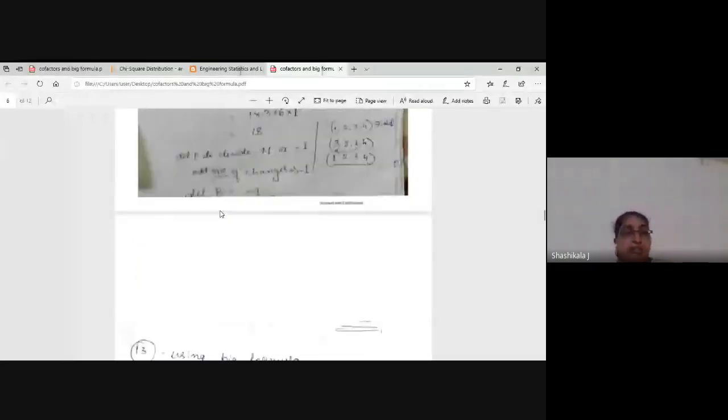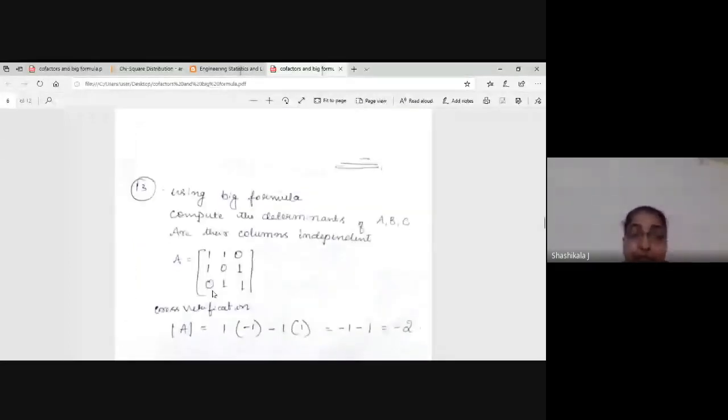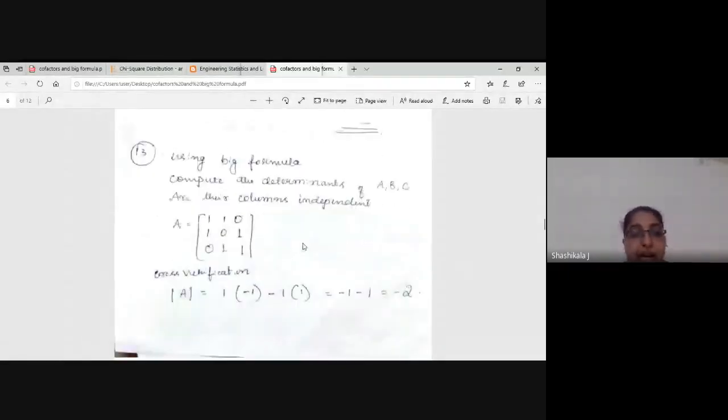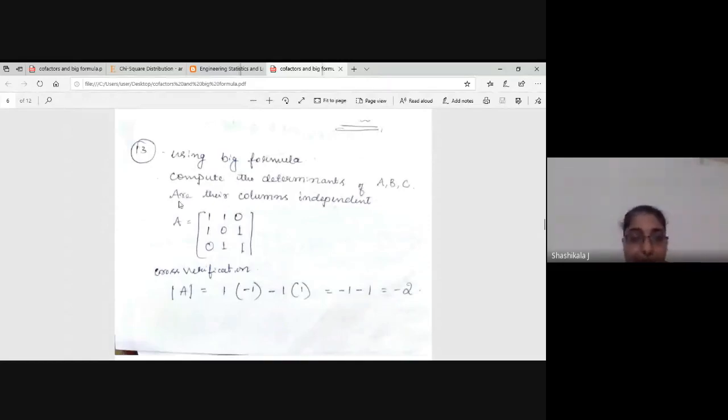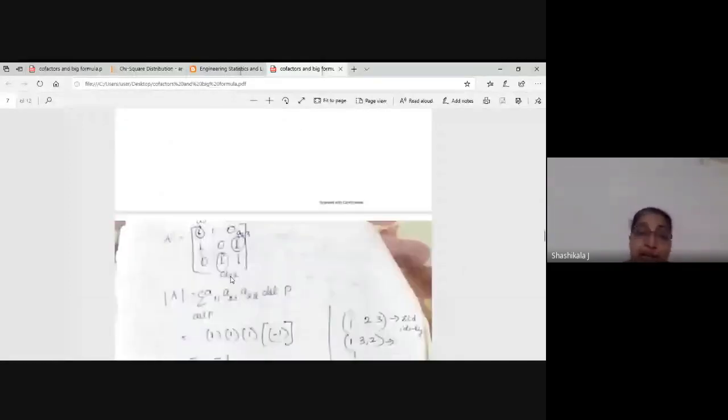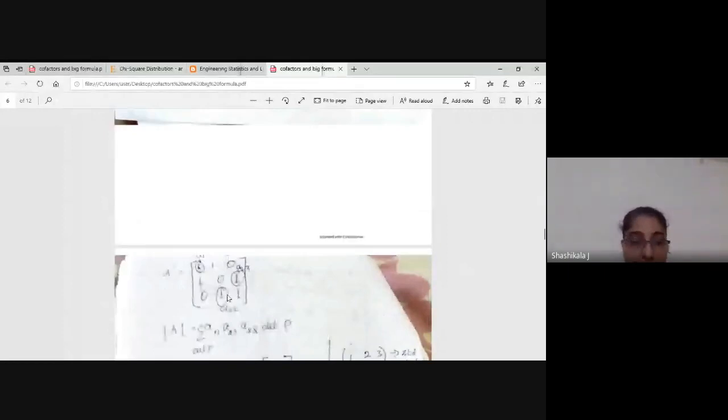Okay, next. Using the big formula, compute the determinant of this one, and tell whether their columns are independent. Okay, next. Cross verification: I am doing by your normal method. I am finding out the determinant. It is -2. Anyhow, you are getting that. Now, by using this permutation, whether I will get the same thing. Next, can you tell me what combination I can take here?